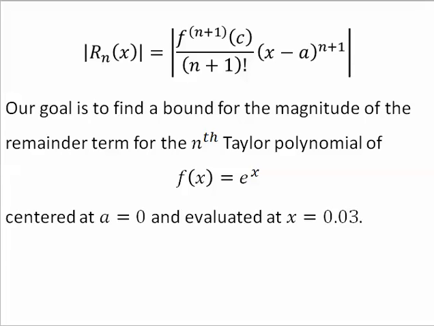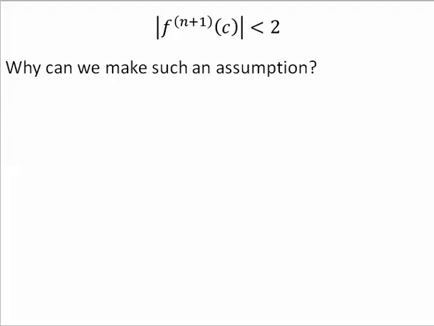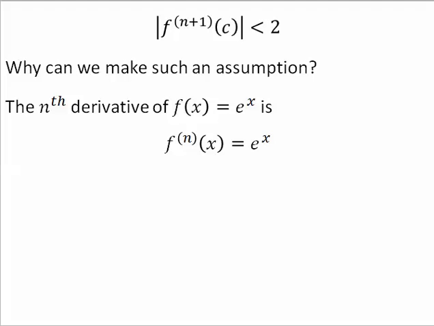All right, so they say that we can assume that this n plus 1 derivative evaluated at this magical value c is less than 2. Now, I can hear you groaning again. I want to show you where something like that comes from. Why can you make such an assumption? This is within your ability. And again, I'll make it fast.